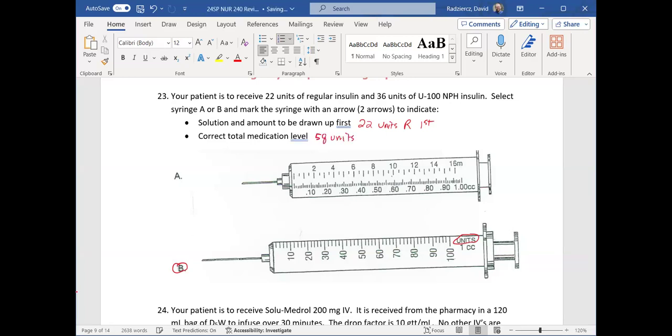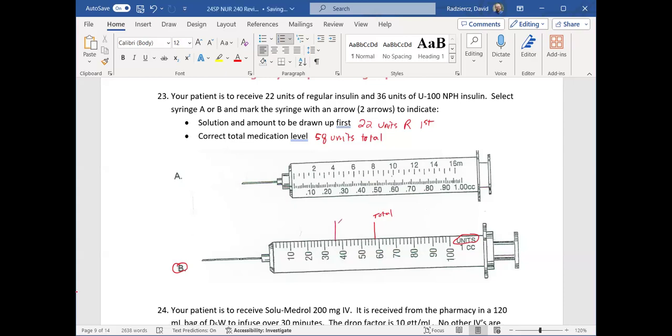All right. So marking the syringe. I'm going to mark at 58. And I hope you guys know that these are in increments of 2. So here's my total. Okay. Where am I going to make my regular? Remember, regular is closest to the plunger side. Okay. So it's going to be 58 minus 22, which happens to be the same number for the NPH, which is 36. So I'm going to make another line here.